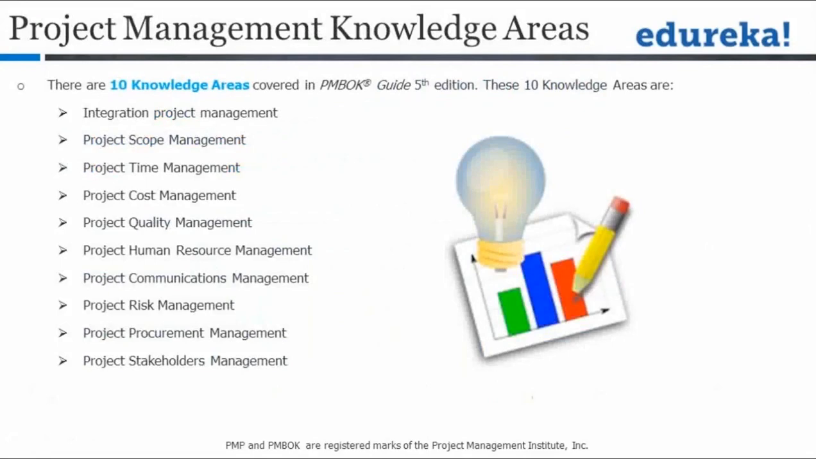There are 10 knowledge areas which are covered in the PMBOK. First is the integration management, which integrates all the knowledge areas together. We have scope management, time management, cost, quality management, human resource management, communications management, risk management, procurement management, and stakeholder management.